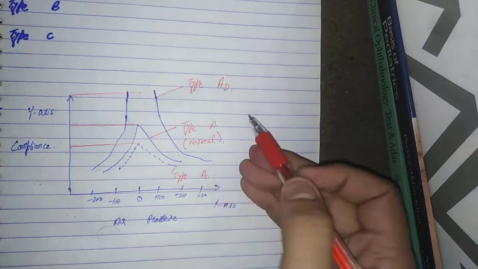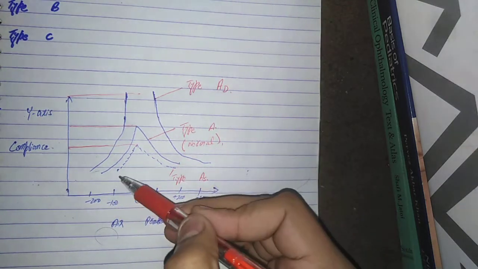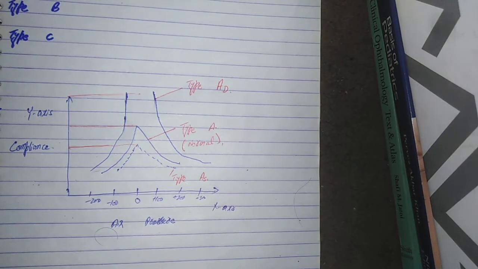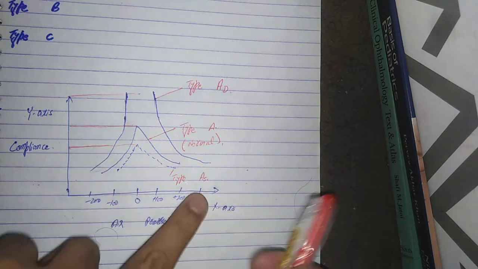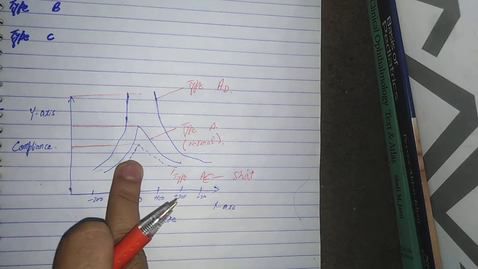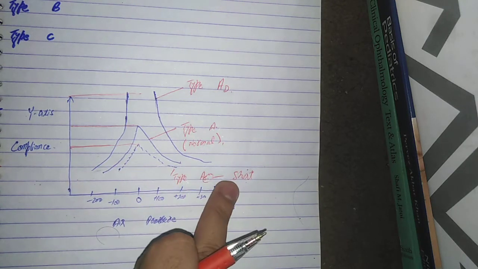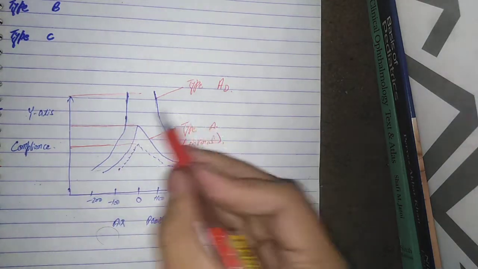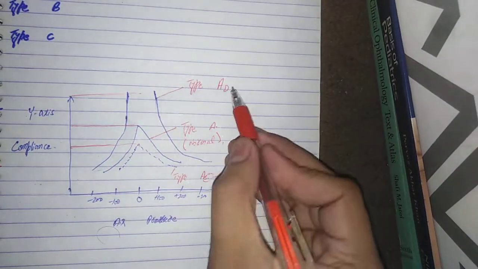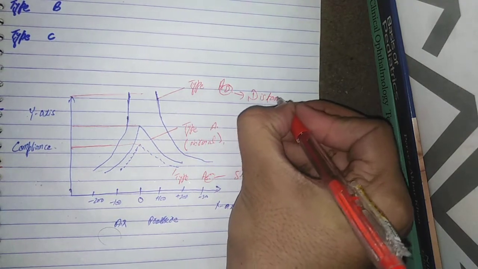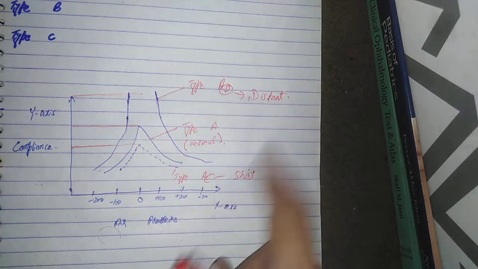How can you remember these two types of abnormal tympanograms, AS and AD? I will give you a mnemonic. S stands for short. It means this type of tympanogram will be considered when it is below the normal, and when it is away from the normal it is type AD. D means distant. This is just a mnemonic to remember these 2 points.